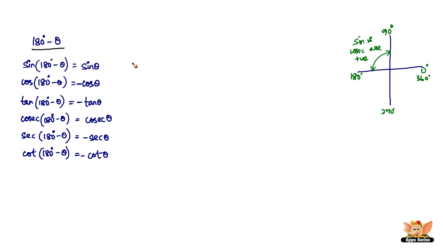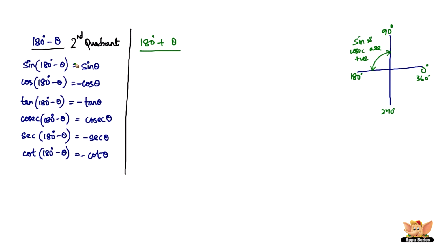So that is the end of 180 degrees minus theta. Let me quickly tell you that this is also the second quadrant, just as 90 degrees plus theta. Now let us go to 180 degrees plus theta.